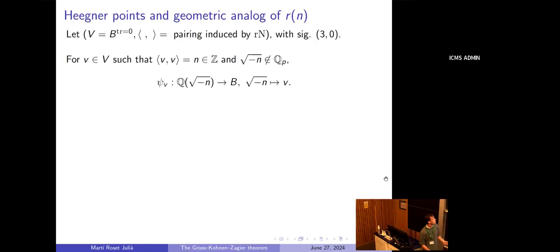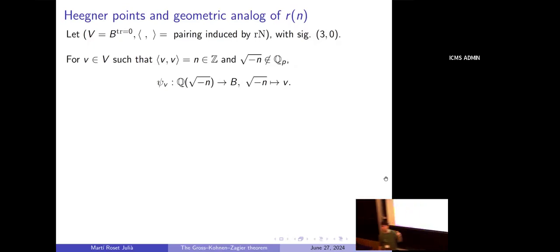Our Heegner points will be indexed essentially by vectors in this quadratic space, such that they have length an integer n, which is automatically positive, and satisfying the Heegner condition, which is that the square root of minus n is not in Q_p. When we have an element that has trace 0 and norm n, this element inside the quaternion algebra behaves exactly like a square root of minus n. In other words, it induces an embedding of this quadratic imaginary field inside B.